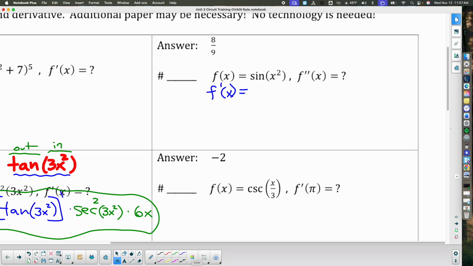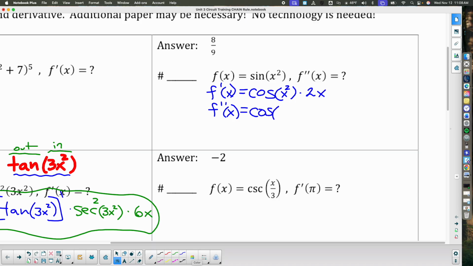Derivative of the sine of x squared, derivative of the outside would be cosine times the derivative of the inside, which is 2x. Now, here's where it gets worse. Second derivative is the derivative of the first derivative. This is only worse because we have two separate items, and so we have to use product rule. The derivative is no harder, it's just the fact that what we're given is harder. So I have to do product rule on this.